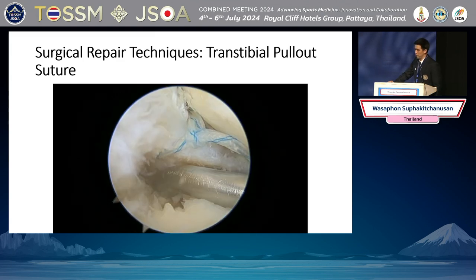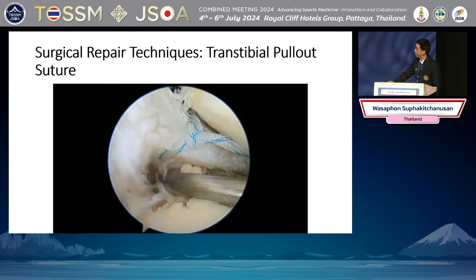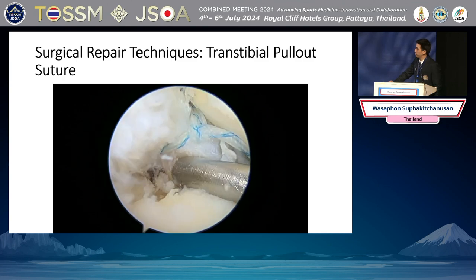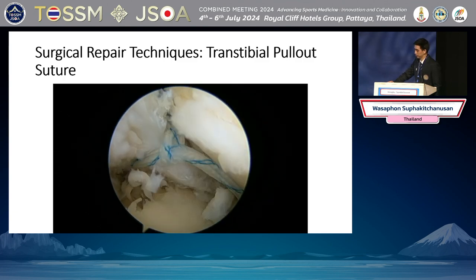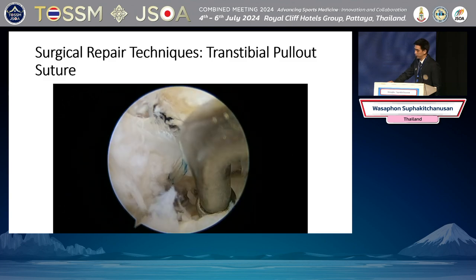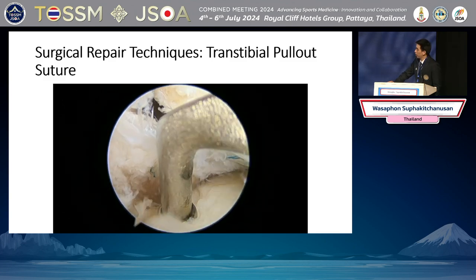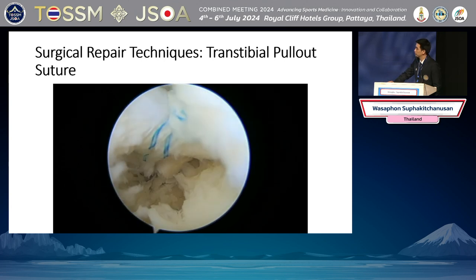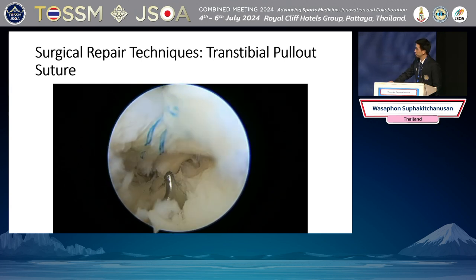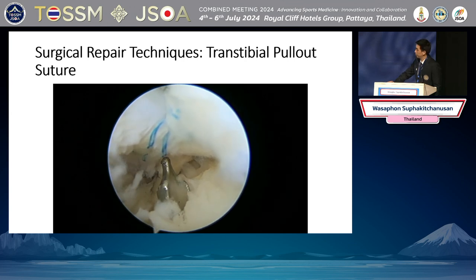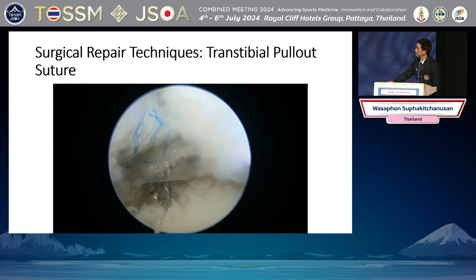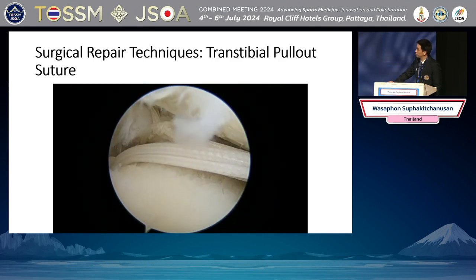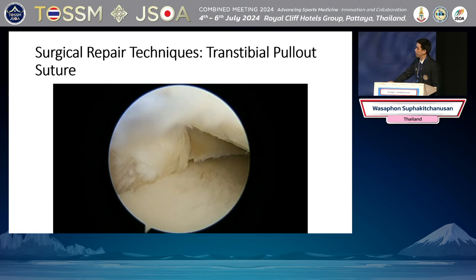After that, we prepare the footprint by removing some of the cartilage to expose the bone for the footprint attachment. After that, we drill the tibial tunnel. With this step, we should take care to ensure that the guide does not go too posterior. And then we pass the leading sutures, and pull the suture out and attach it to the anterior tibial cortex.